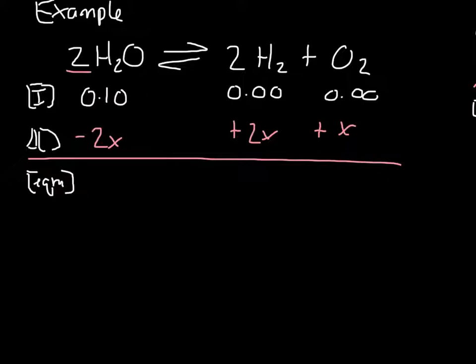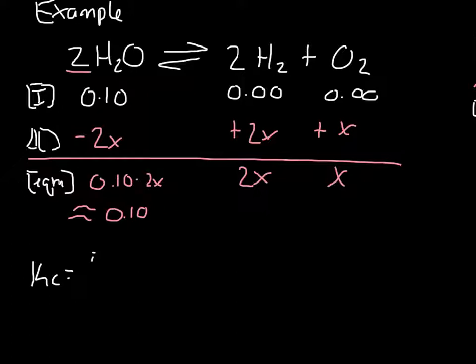Set this equal to the concentration at equilibrium. So we have 0.10 minus 2x, 0.00 plus 2x, 0.00 plus x. We are making the assumption that the equilibrium concentration equals the initial concentration. Therefore, the equilibrium concentration of water is 0.10. Let's set up our equilibrium expression.